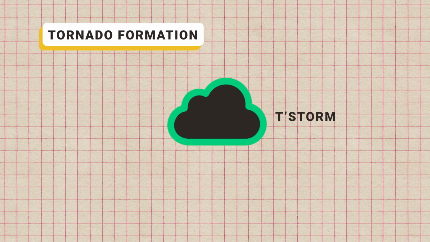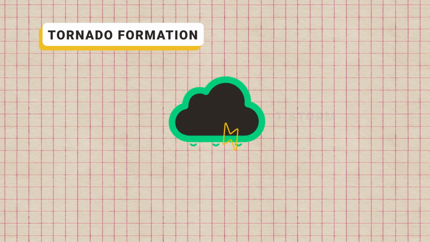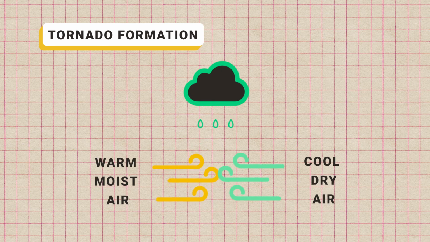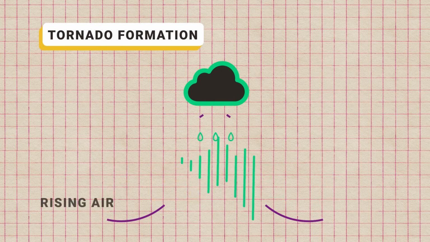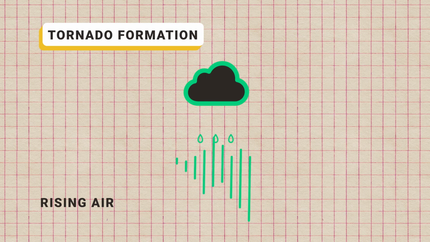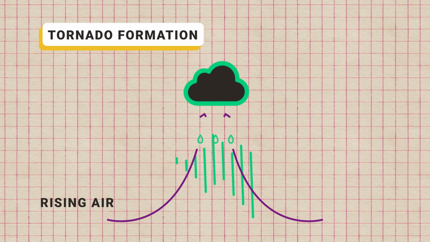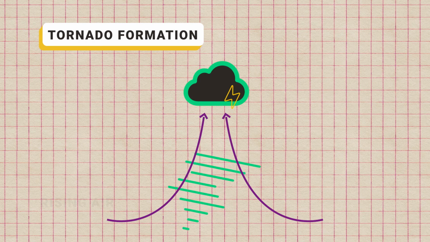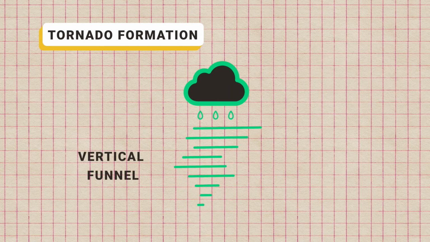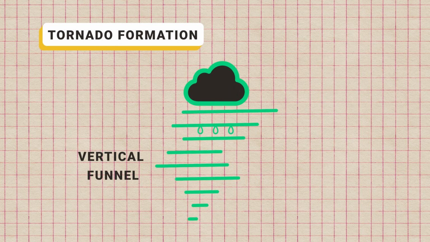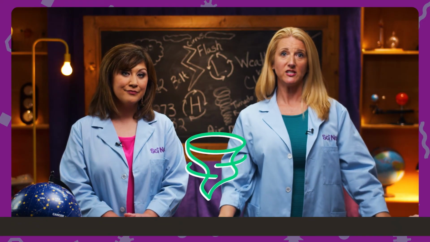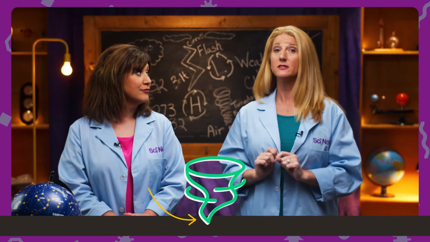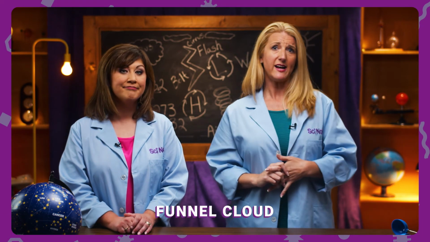Tornadoes form from thunderstorms when two different air masses collide, warm, moist air and cold, dry air. A change in wind direction and an increase in wind speed with increasing height creates a horizontal spinning effect, and then rising air within the updraft tilts the rotating air from horizontal to vertical, creating the tornado funnel. A tornado is not officially called a tornado until it reaches the ground. Before that, we just call it a funnel cloud.